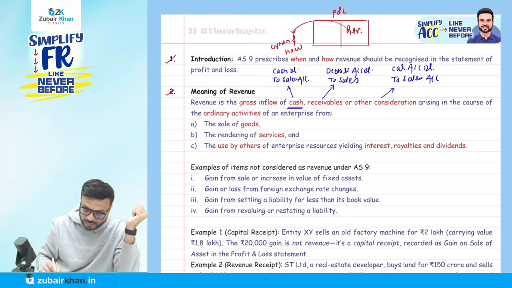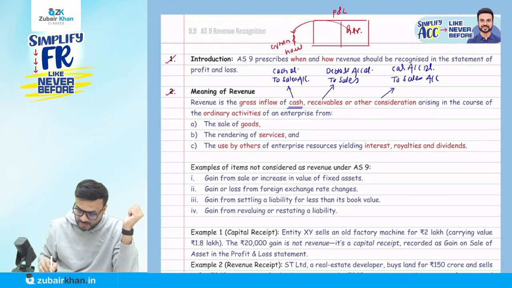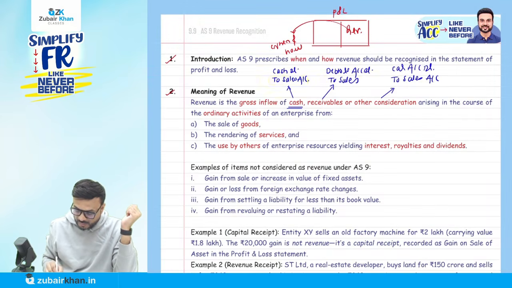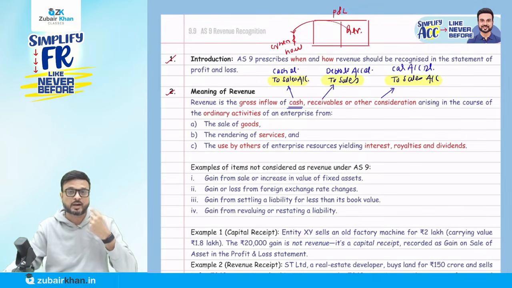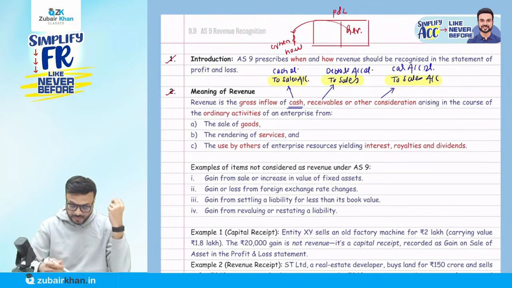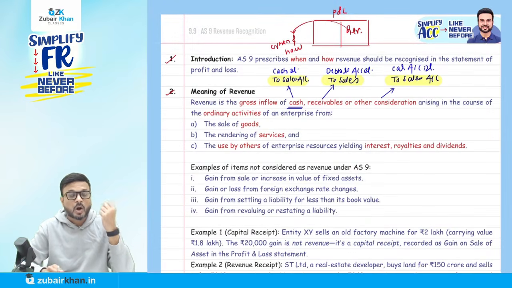But what is common in all these three cases? You will observe that we have credited sales account. So they say revenue is a gross inflow of what? Cash, correct? Then receivable, correct? It means a credit sale, or other consideration like the car. So in all these three cases, sales is revenue, okay?